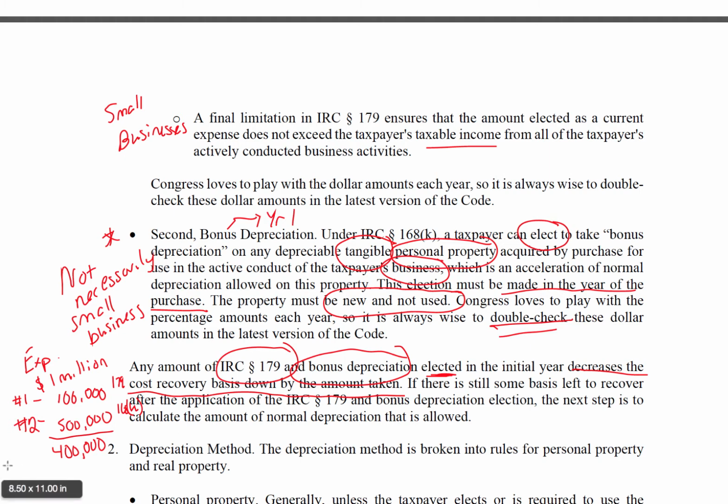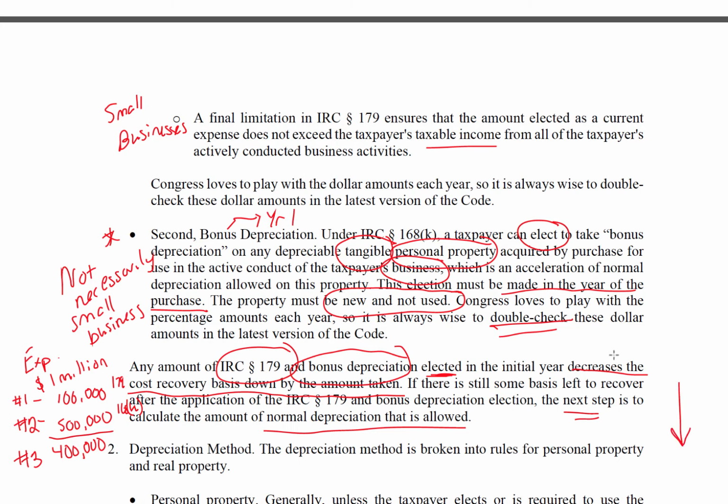So you have $400,000 left to apply the general depreciation rules, which this $400,000 is going to be depreciated over time based on the tax rules that we're about to talk about. Okay? And that's where we come to the depreciation method. So everything after this, the next step is to calculate the amount of normal depreciation that's allowed, the general depreciation.